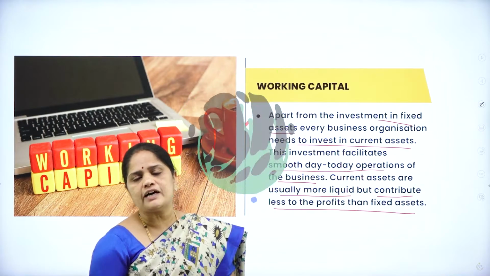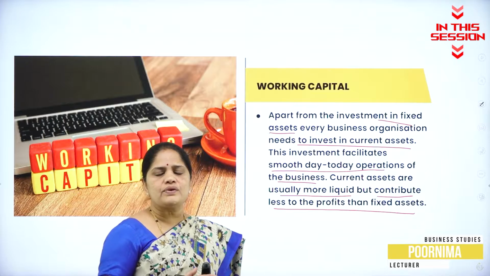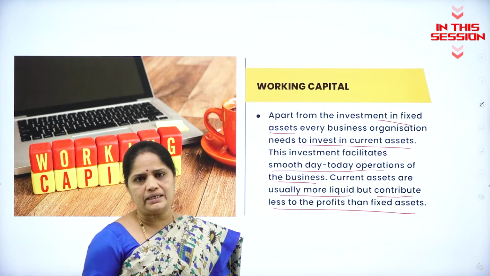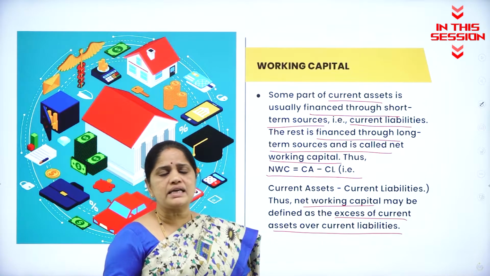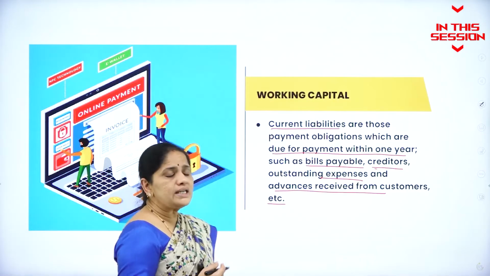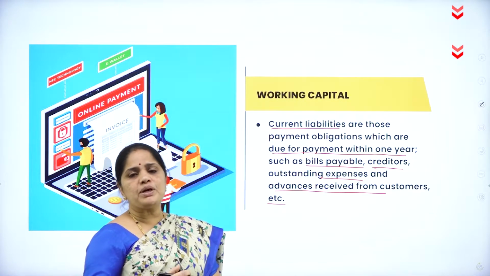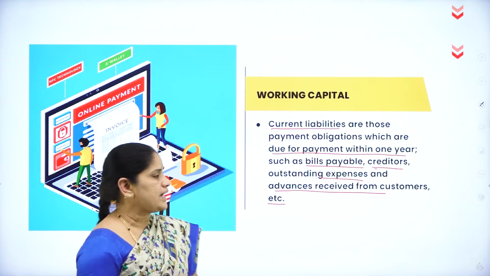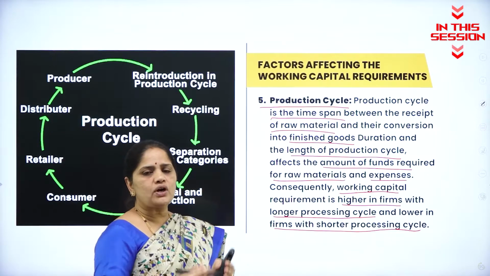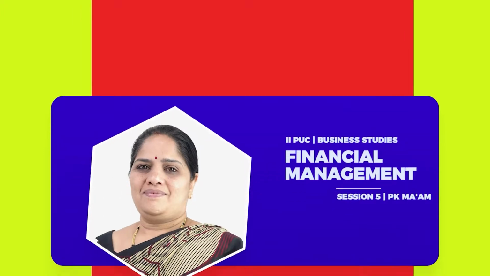Fixed assets will serve the organization for a very long time, whereas the current assets will be serving the organization for a period of less than 1 year. Current assets are usually financed through short-term sources, that is current liabilities. What are the current liabilities? These are liabilities which have to be paid within a short span of 1 year. Production cycle is the time span between the receipt of the raw materials and the conversion into finished goods.